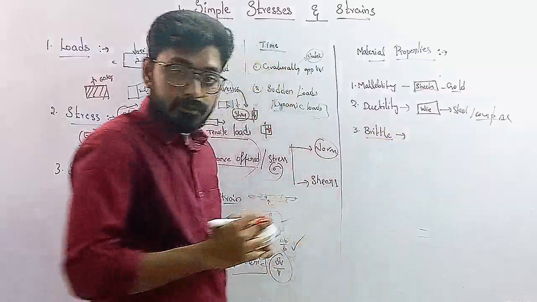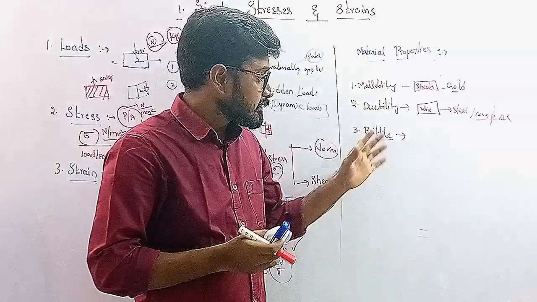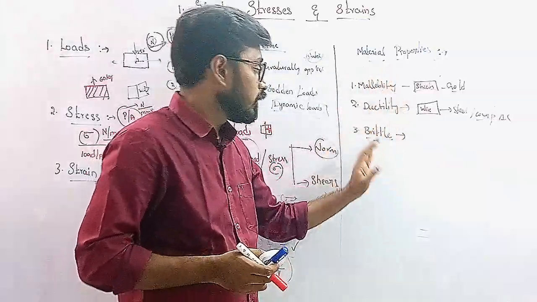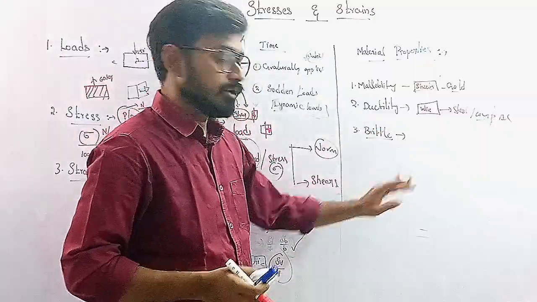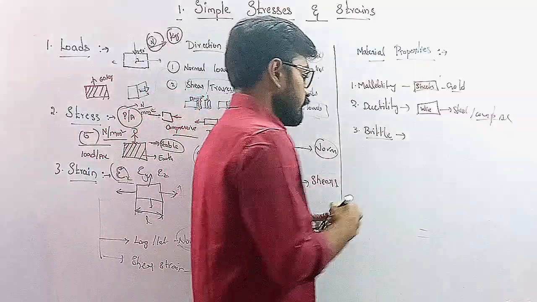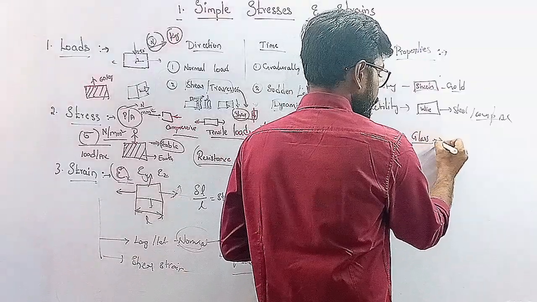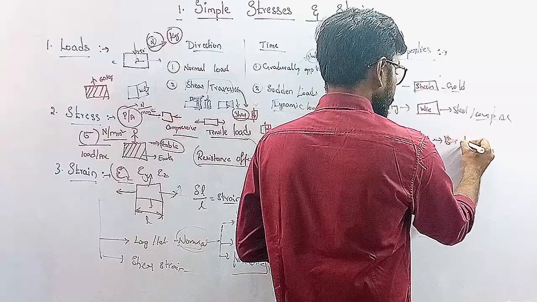Brittle has no elastic nature. So it cannot be converted into malleable, it cannot be converted into ductile. The failure will be sudden. There is no plastic deformation in this body. For example, glass. Glass will be broken without any warning. So there is no plastic deformation.